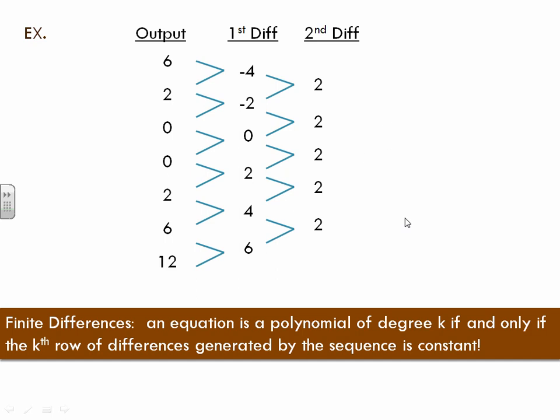If the third differences were the same, it would be cubic, degree of 3. If the fourth differences were the same, then the degree would be 4. So just a little fun fact there. All right, so that should be fairly easy to work with just to get some practice in before we start building our functions based off of our sequences.